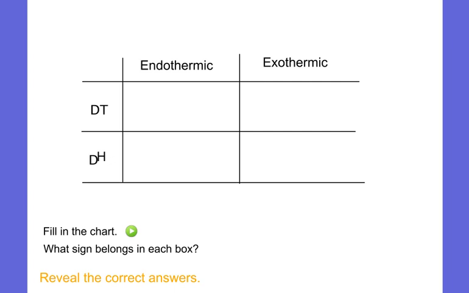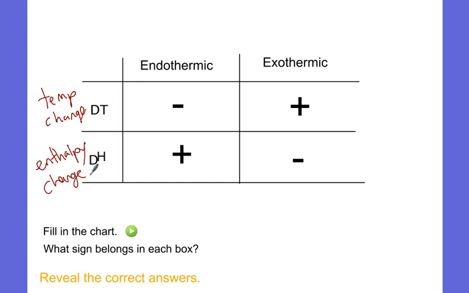Okay, so for endothermic and exothermic, remember that the change in temperature, so that's what this dT means, it means the temperature change, in an endothermic reaction will be negative, and in an exothermic reaction will be positive. The energy change of the reaction, or actually technically the enthalpy change, and we won't worry about the difference between the two, is the opposite. If I'm taking energy from the surroundings, making the surroundings cool, that means I'm going up in energy, so I'm positive. If I'm giving energy out to the surroundings, making them warm, giving them a positive temperature change, then I'm going down in energy. Okay, so that's why that is negative. So that's why they're opposite of each other when you look at the temperature change versus the enthalpy change.